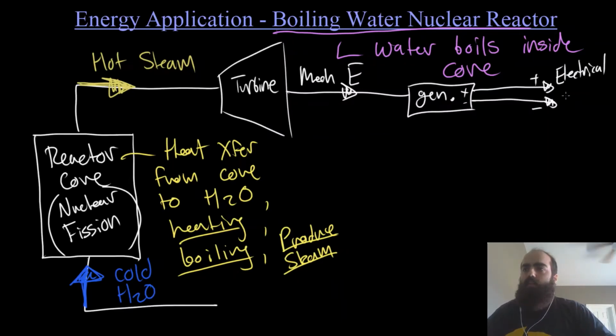Positive and your negative, and that's your electrical energy coming out of your reactor. So this process right here, you've seen this a lot, right? You guys saw this with the wind turbine. You saw this with the hydroelectric power plant. Pretty much this kind of process where you've got your turbine and your generator producing, going from some kinetic energy or some thermal energy to some mechanical energy to some electrical energy. This is a very common process.